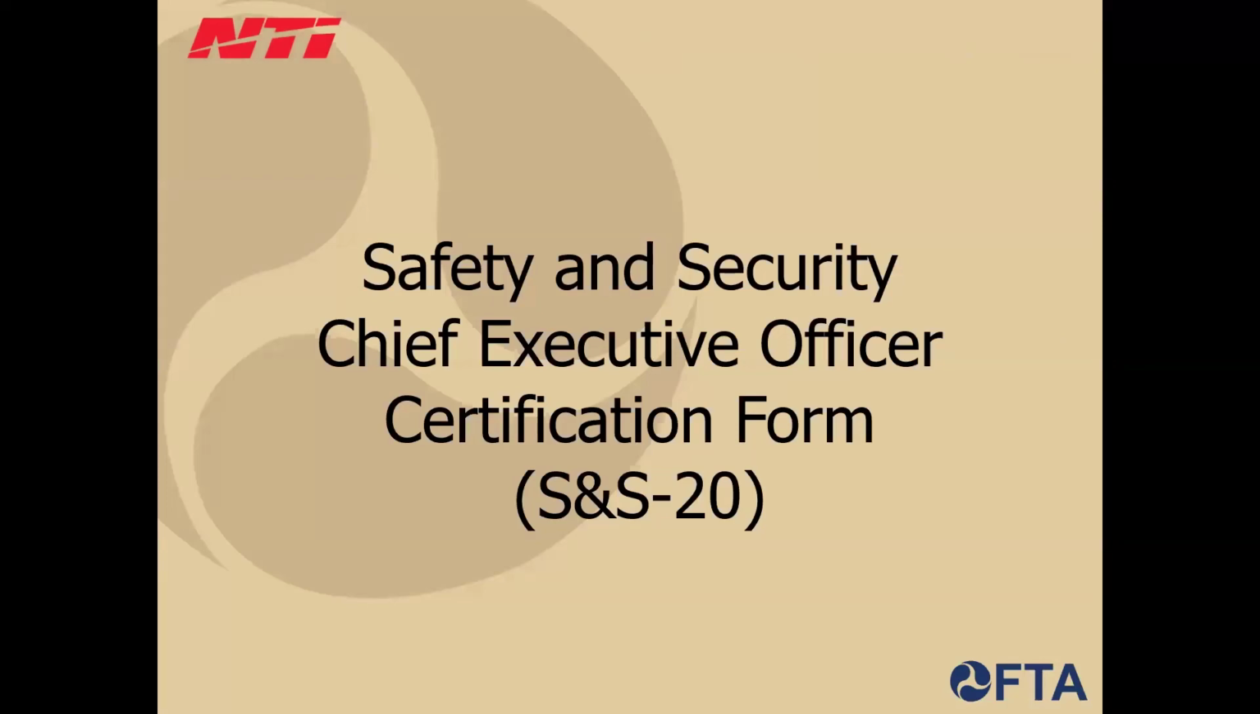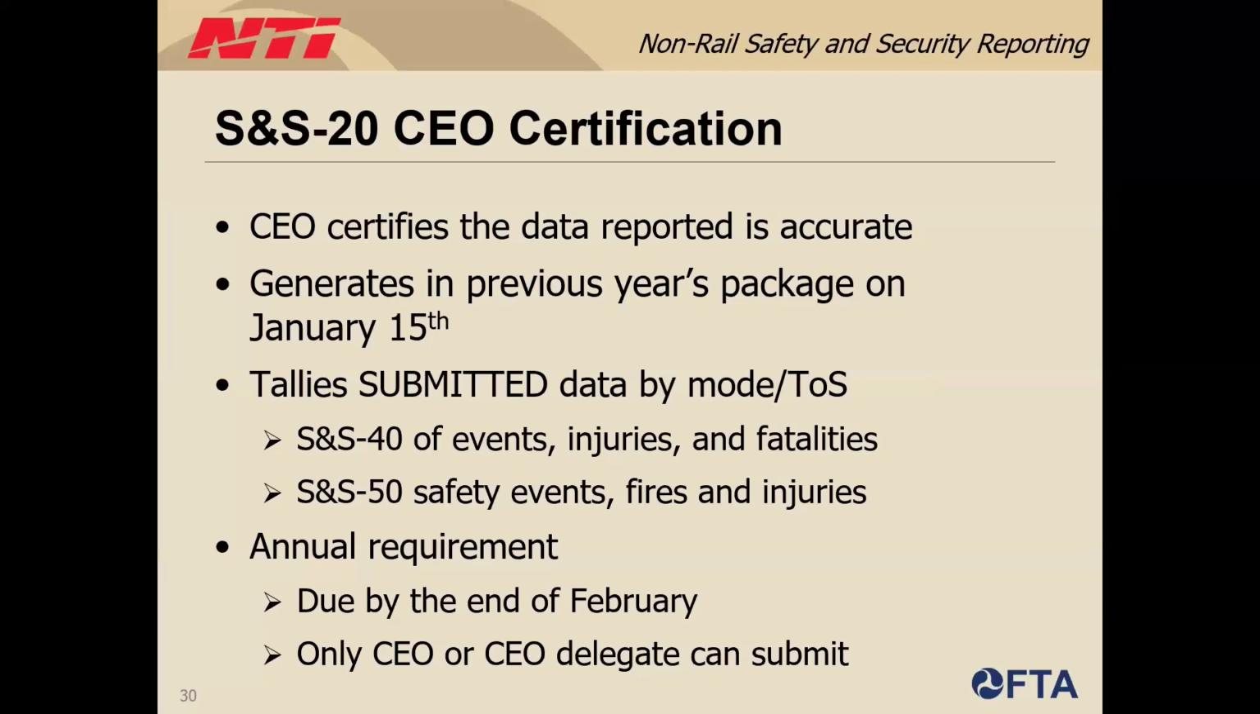That concludes the navigation. Now let's move on to working with each safety and security form. The first we'll discuss is the SNS 20 CEO certification form. The SNS 20 CEO certification form is the CEO's confirmation of the accuracy of the safety and security data for the previous calendar year. This form becomes available on January 15th in the previous year's safety package.